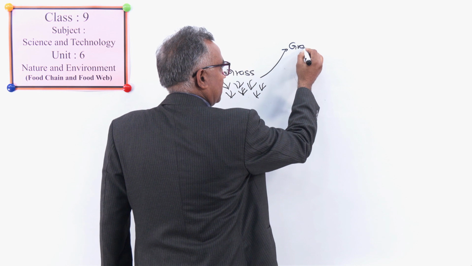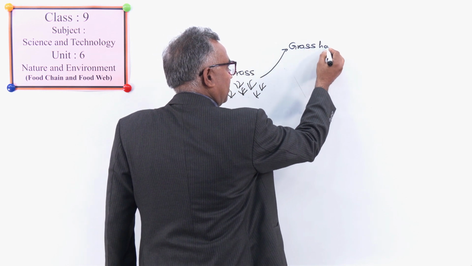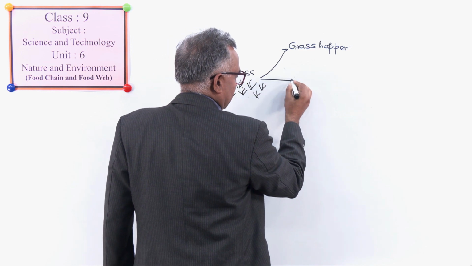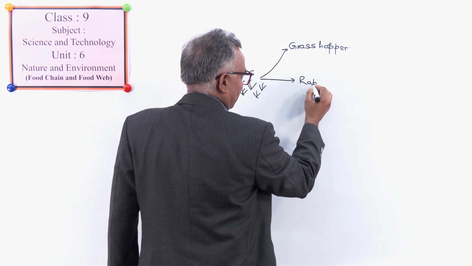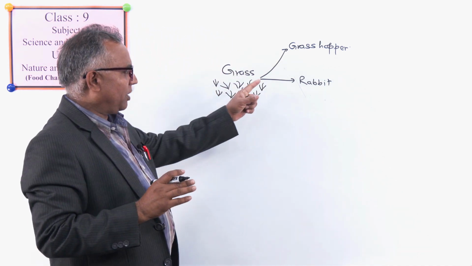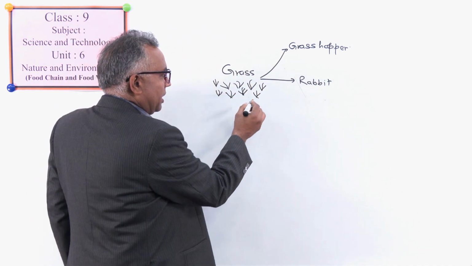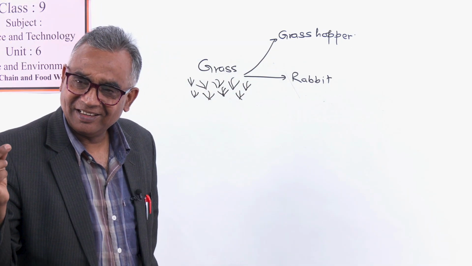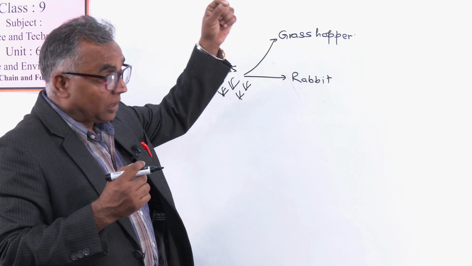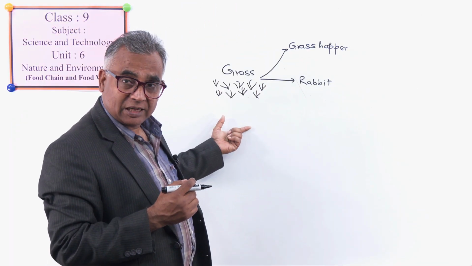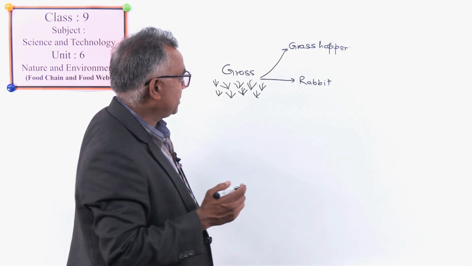grasshoppers feed, grasshoppers, and then you can say rabbit. Yes. So by this example only try to understand. Is there number of rabbit more than the number of plants of grasses? Is there more grasshoppers than the number of what? Grasses, grass plants? No. Yes.